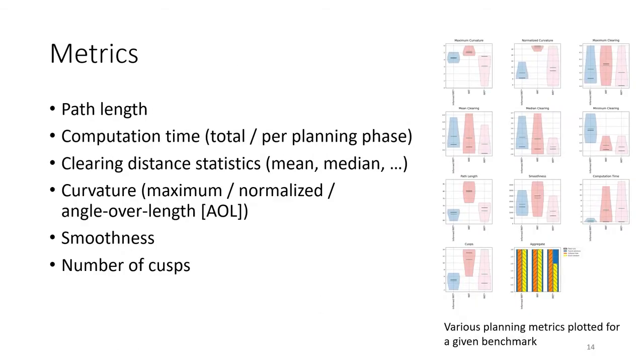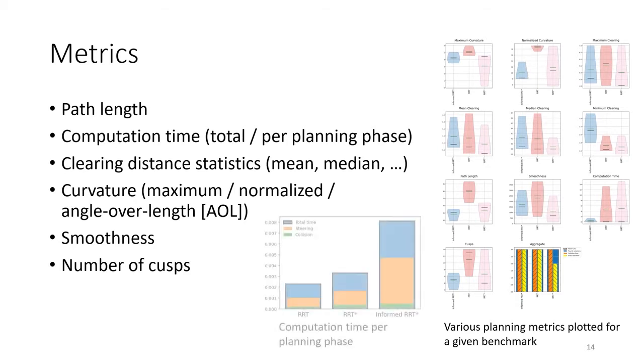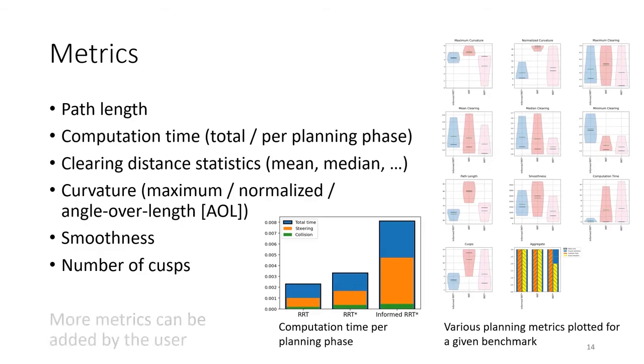Having found a solution, for each path that is processed through BenchMR, we compute a variety of metrics. Besides path quality metrics, such as path length, curvature, smoothness, and number of cusps, we also summarize the computation time by the different planning phases, such as collision detection and the evaluation of the extend functions. BenchMR is expandable by the user to support more metrics as well.